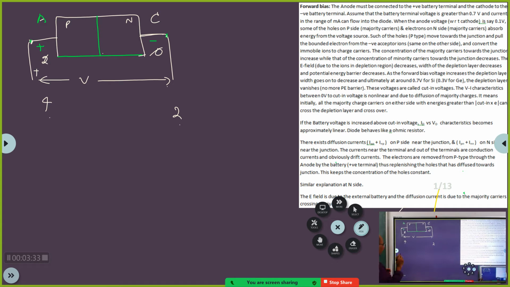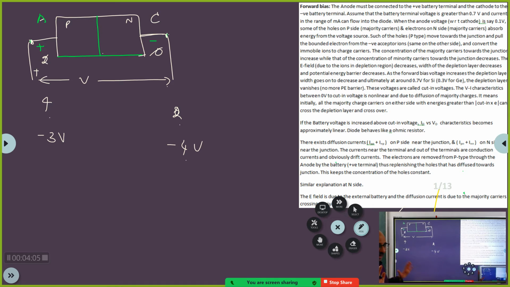Yes. Now suppose this point is minus 3 volts, and this point is minus 4 volts. This point is minus 4 volts, this point is minus 3 volts. Now, is this more positive than this? It will still be more positive. Correct? Yes. Minus 3 is more positive than minus 4. This is what I meant.